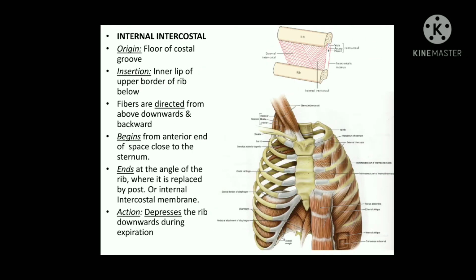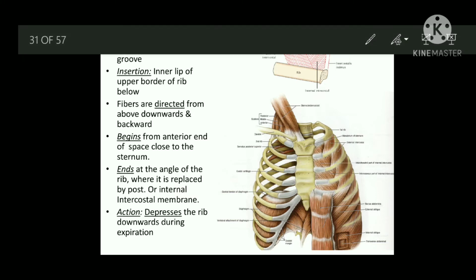What is the origin and insertion? It arises from the floor of the costal groove and the fibers insert into the inner lip of the upper border of the rib below. Fibers are directed downward and backward, at right angles to the fibers of the external intercostal muscle.